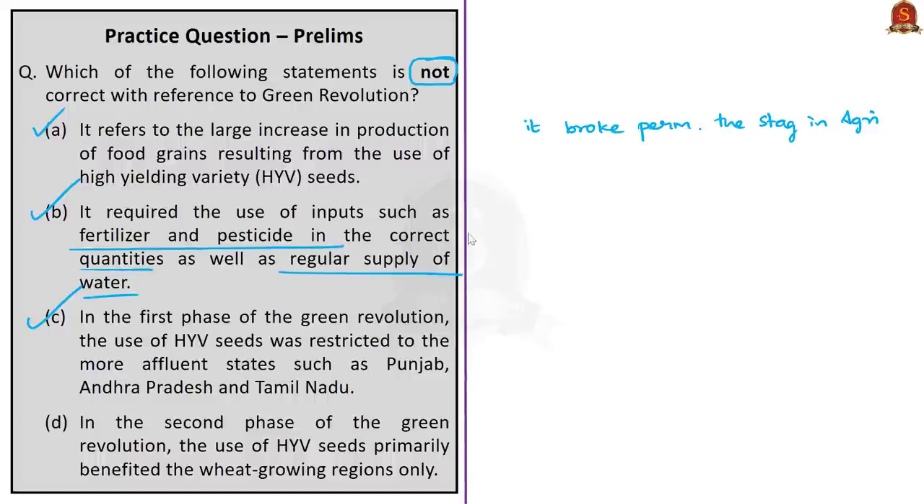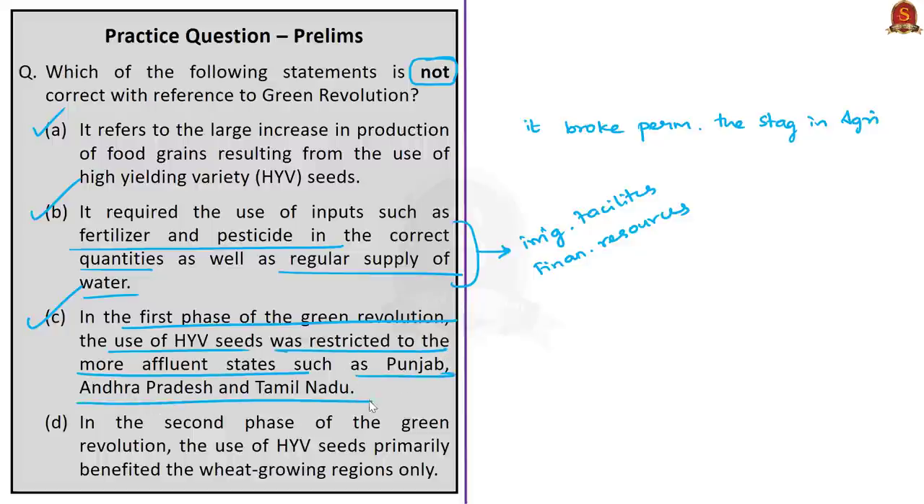And the application of these inputs in correct proportions is very important. So this means statement B is correct. So when we have to take care of these aspects, who are the farmers who could be benefited from these seeds? See, those farmers who had reliable irrigation facilities and financial resources to purchase fertilizer and pesticide, they were to be benefited. This is the reason behind why in the first phase of Green Revolution, the use of high-yield variety seeds was restricted to the more affluent states like Punjab, Andhra Pradesh and Tamil Nadu.